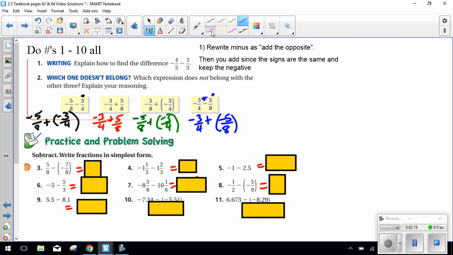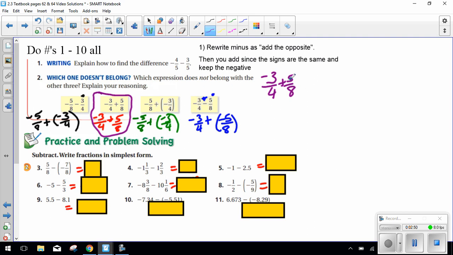So when I take a look at these, here I see -5/8, here I see +5/8, -5/8, -5/8, and we're adding to it -3/4, -3/4, -3/4, -3/4. So the one that's different is this second one because the 5/8 is not negative. So the one that doesn't belong is -3/4 plus 5/8.